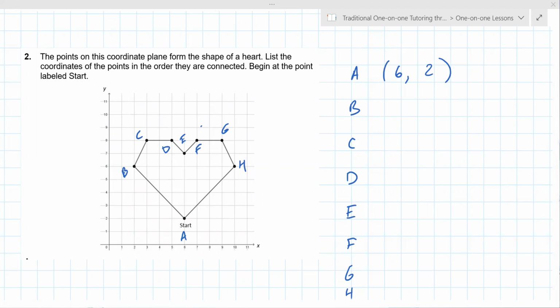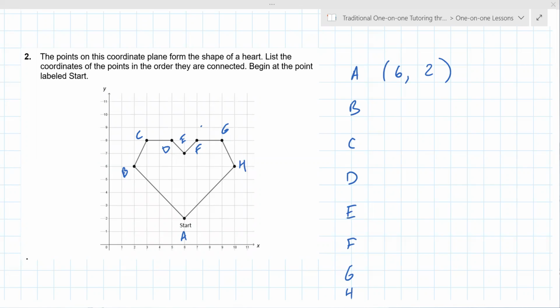I'm done. You're done. Wow, that was fast. That's awesome. Give me just a moment here, and then I'll write down the ordered pairs and you can check how you did compared to those.